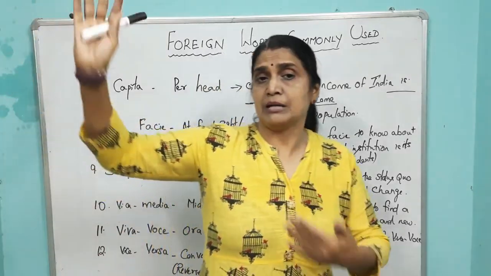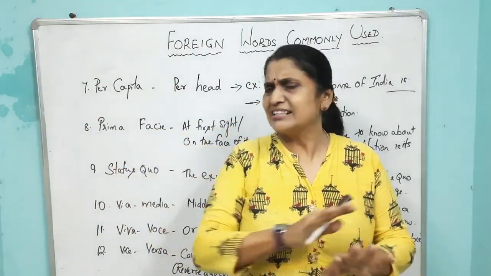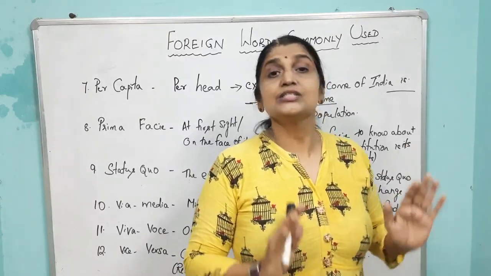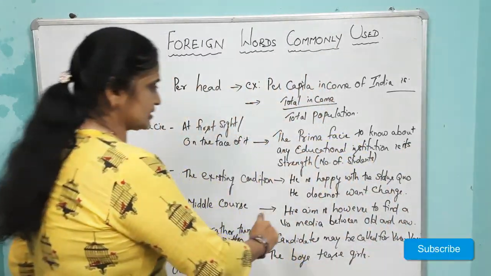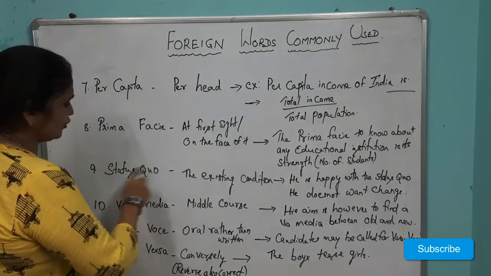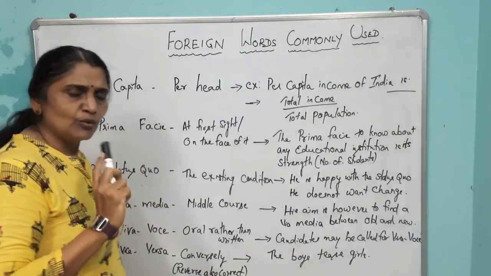You're offering maybe a 3-story building and all. He is not at all interested because he is very happy with the status quo. Okay, that is the present situation. Okay, the 10th one which you come across is via media. What is the via media?